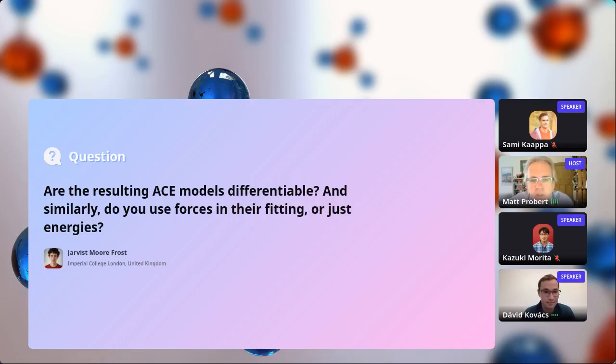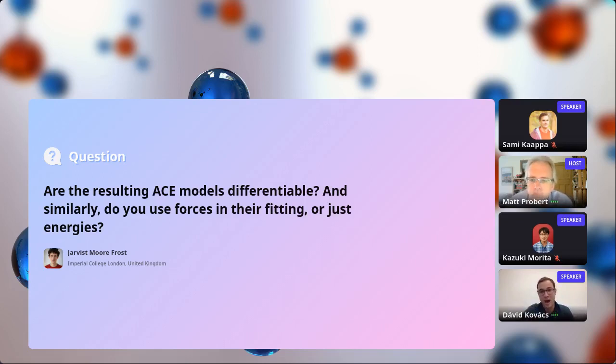Do you use forces in their fitting or just energies? Yes, so we do forces, and you can do virials. So it's differentiable. The nice thing is that what you get from ACE is that these basis functions are just polynomials. So you can write them down on paper.